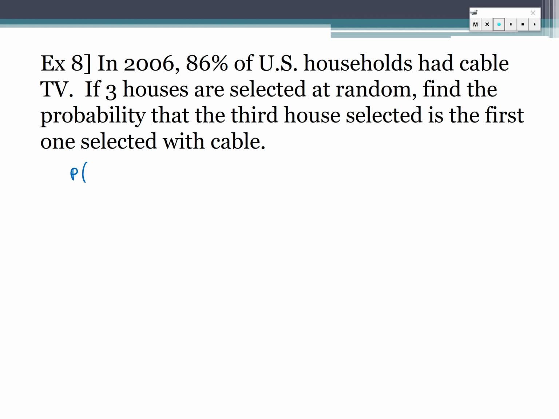So probability 3rd house. Probability that they have cable, probability of success is 86%. 1 minus our 86%. The number trial I want the success on is 3. We do an n minus 1. So we get, plug and chug in the calculator. Or if you want to round, approximately 0.017.